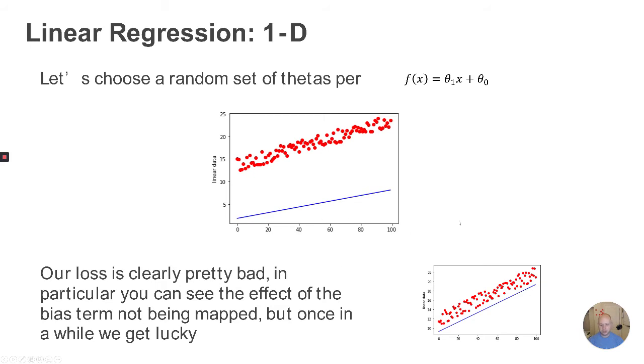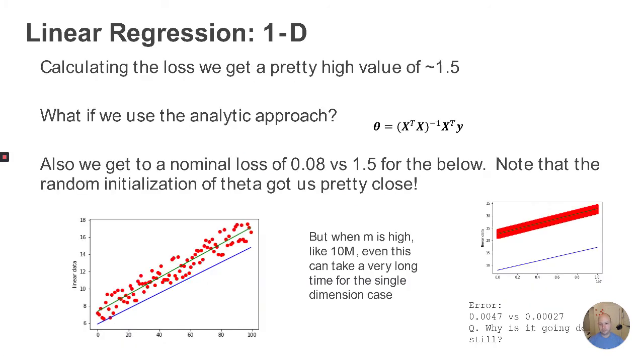But once in a while, if you keep hitting the button, you'll get a model that's actually kind of close. So this is an interesting result, right? Without even doing anything, we just randomly chose these two values out of the ether, and we have a line that looks a little bit like what we expect to see. So okay, this is the beginning. This is step 1.